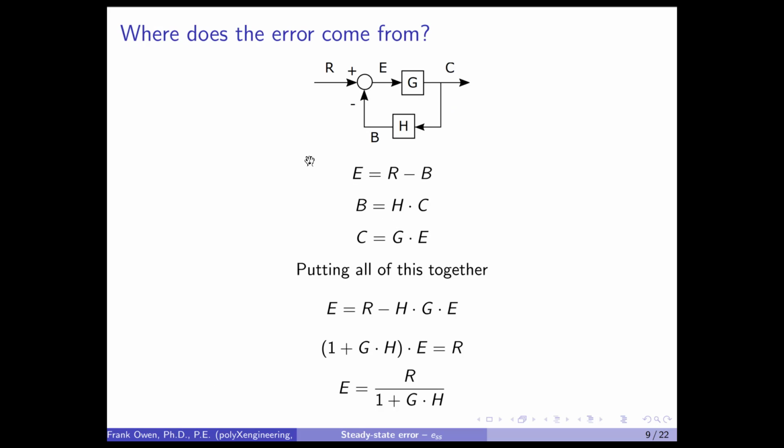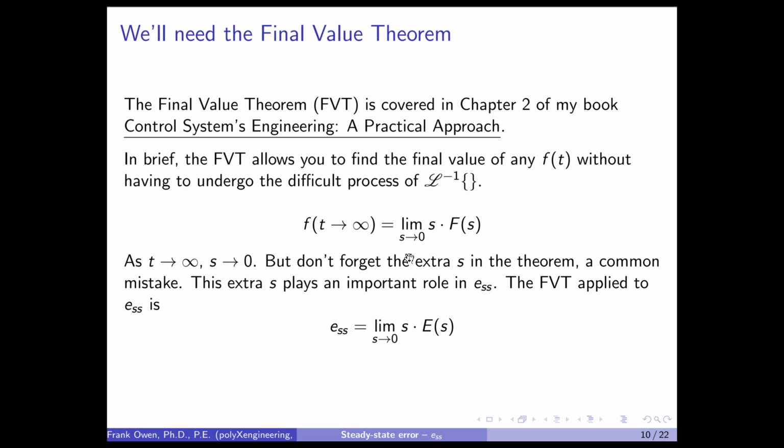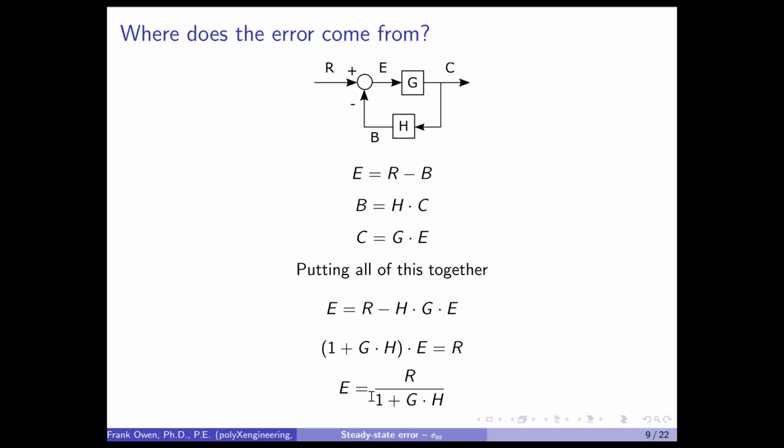Now, where does this error come from? I've already explained this somewhat, but we'll do this in a little bit more detail here. Here is my loop. In a general sense, here I can have an H that's not 1, although this works also for H equals 1. And then I work out the algebra here. E is just equal to R minus B, and then B is equal to H times C, and then C is equal to G times E. And I can put all these together. So I can put this B into here, and then I can put this C into here. And when I put all that together, I wind up with an expression for E.